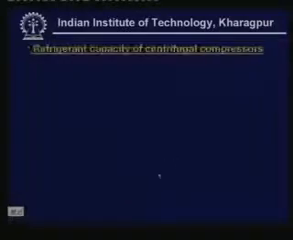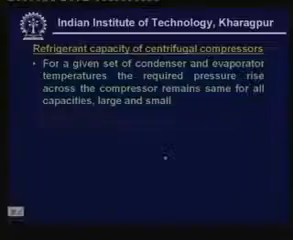Now let us look at the refrigerant capacity of centrifugal compressors. For a given set of condenser and evaporator temperatures, the required pressure rise across the compressor remains same for all capacities, large and small. That means if you fix the evaporator and condenser temperatures, obviously evaporator pressure and condenser pressure are fixed. So the pressure difference across the compressor also remains fixed. This is irrespective of the capacity.